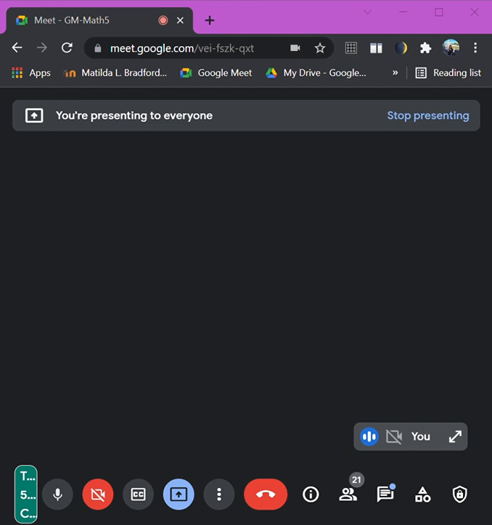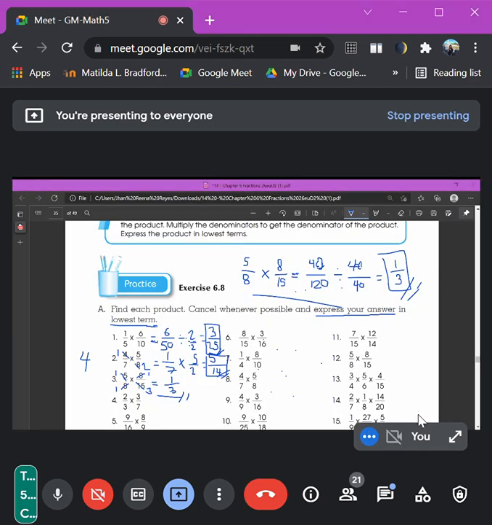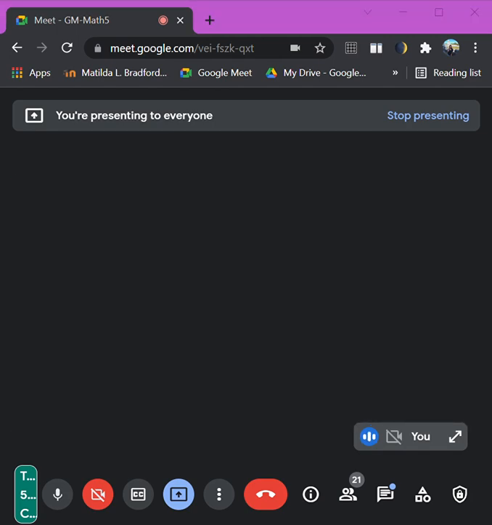40/120 we can still reduce, using 40. So, we have 40 divided by 40, that is 1. 120 divided by 40, that is 3. So, 1/3 is the answer. But as you can see, it is a longer way, unlike canceling. Okay, understood, class? So, this one is longer and this one is shorter. Okay, so far, any questions?